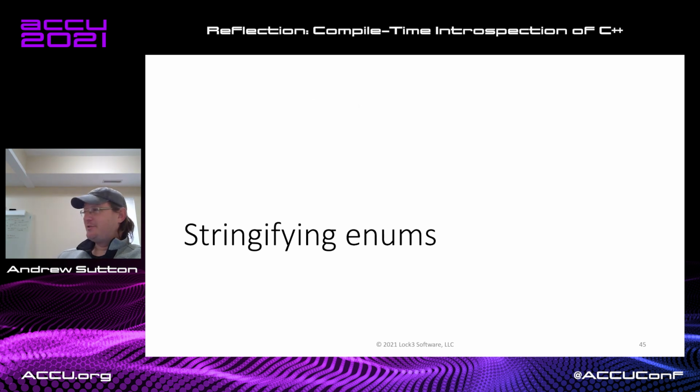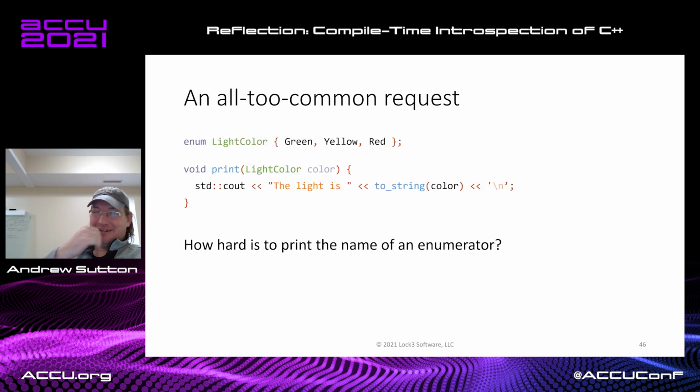Although stringifying enums has sometimes been referred to as not a real example. All right, so this is the all too common request. I have a simple enum. It's got some enumerators, green, yellow, and red for the color of a light. And I just want to print the string value of that particular enumerator. Like, how hard should this be, right?